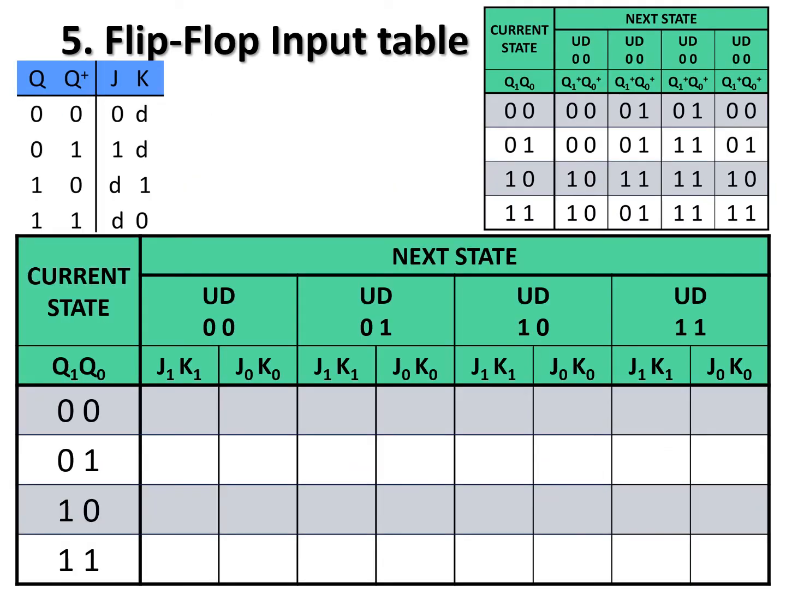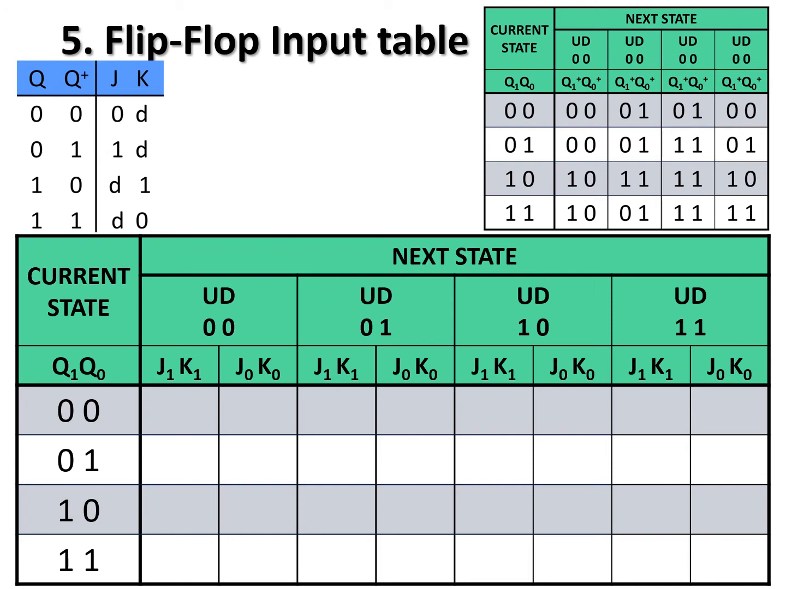Let's just do it. See, I copied the transition table. This is the transition table right here on the top left. What Q plus will be depends on whether you're looking at flip-flop 1 or flip-flop 0. It will also depend on which of these columns you're looking at, the UD 00, the 01.